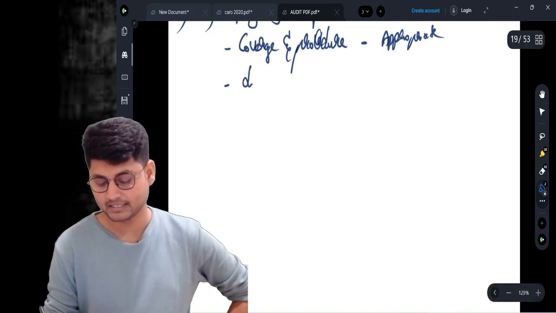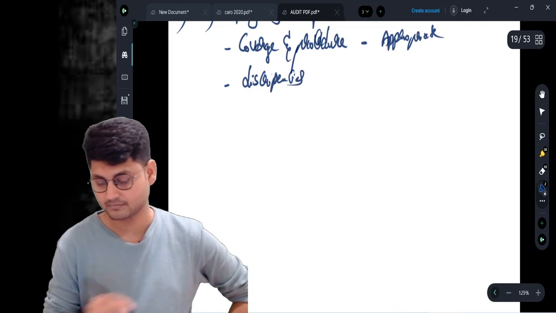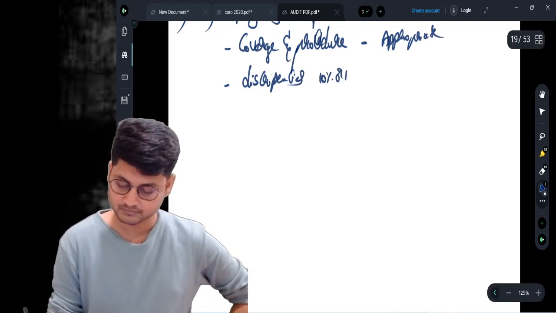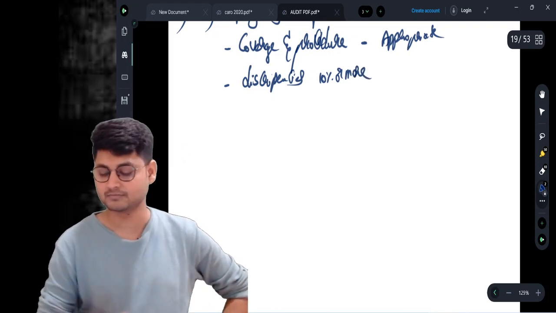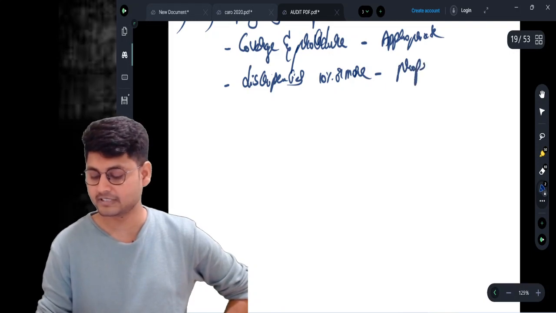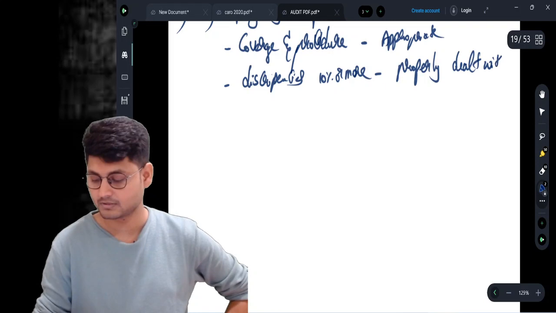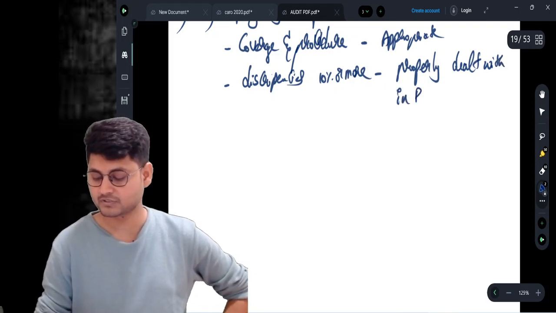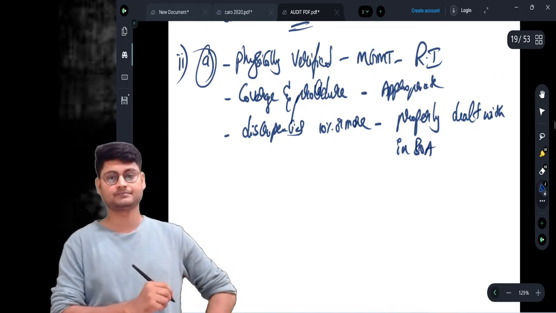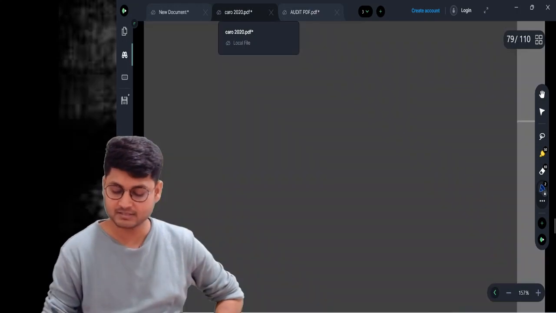Okay, if there are any discrepancies identified, 10% or more, then go and check whether they are properly dealt with in the books of accounts or not. These three we need to report under subclause A of clause number 2.